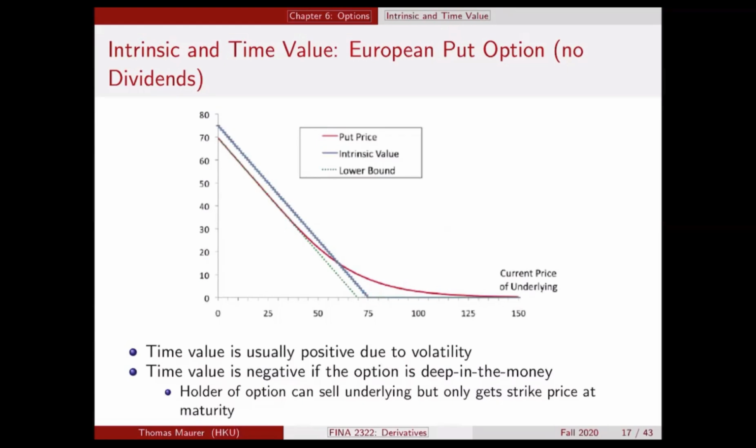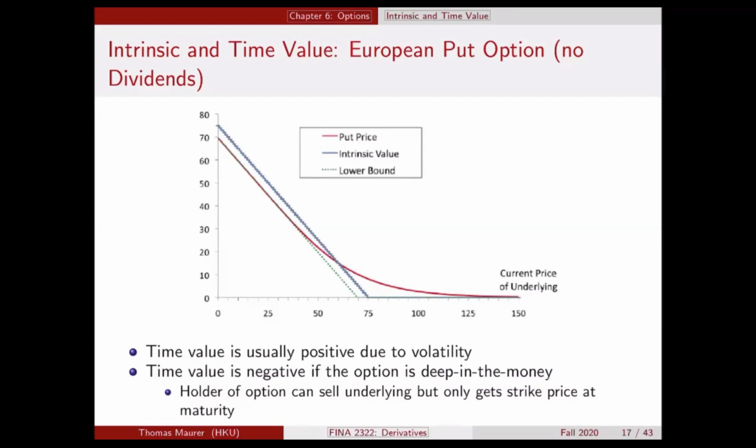But if the price of the underlying is below $75, so let's take, for example, $25, then you would want to deliver that asset for $25 and receive the strike price of $75, which gives you a payoff of $50. And that's exactly the value which I plot over here, an intrinsic value of $50. Now the put price will be given by this red line.